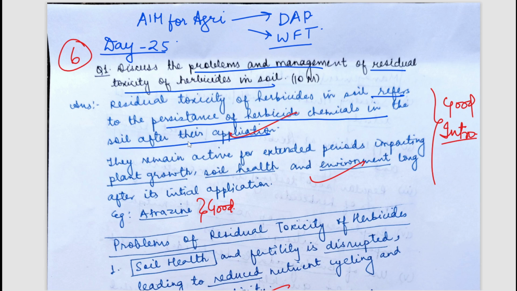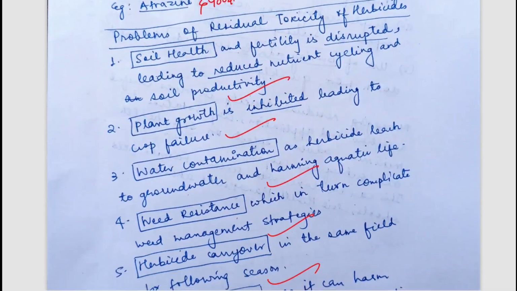They can affect plant growth, soil health, and the environment. These chemicals can reach down to our groundwater, and they can go to the nearby water streams and nearby resources. So these can be very fatal. Now, as the question is asking about the problems and management of residual toxicity, let's see what the problems are.